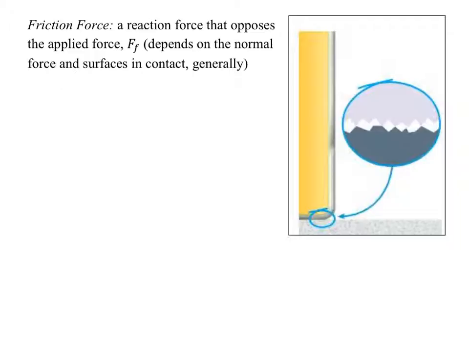So if I sit on top of here, what I've really done is I've increased the weight of the object, but I've also increased the normal force. That's what I've done by sitting here. And by increasing the normal force, it turns out that I'm increasing friction.